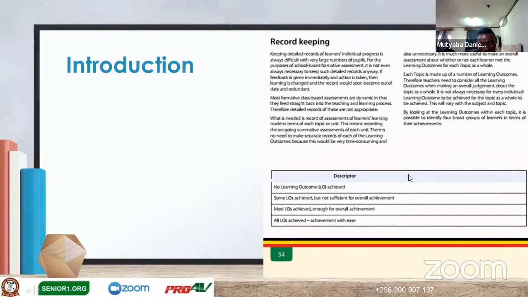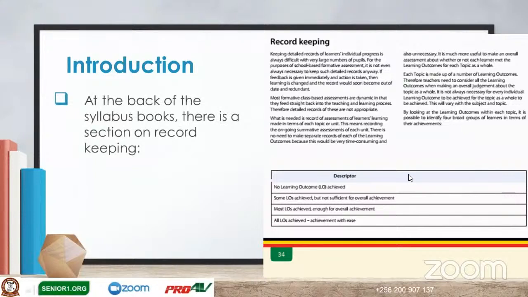Introduction. Here I want to take you to your syllabus. Press enter again, another word will come. At the back of the syllabus books, there is a section on record keeping. Every syllabus book has this component. They show you how you can carry out record keeping, that is, how you can generate the marks from the assessment grids, from the activity of integration, score them, and take note of the records. So that page is always there.